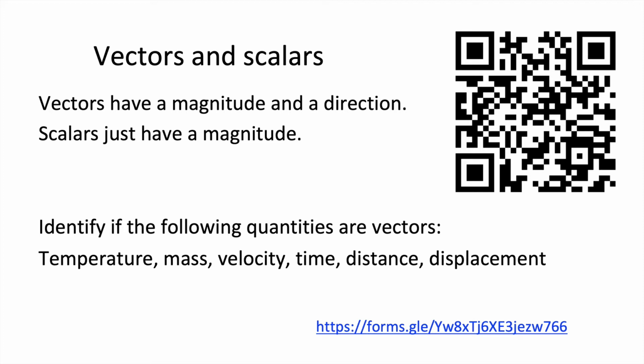We don't give it as 5 meters north. If we were giving it as 5 meters north, it would instead be a displacement. So distance and displacement are very similar to each other, as we'll see very soon. But displacement is a vector having a direction, while distance is just a scalar, so it's only got the magnitude.